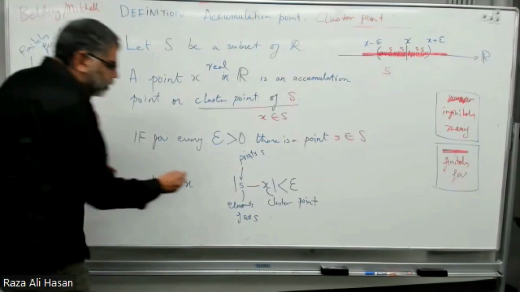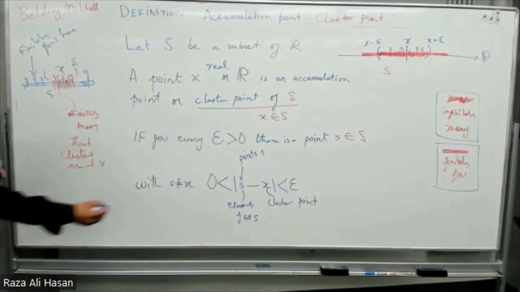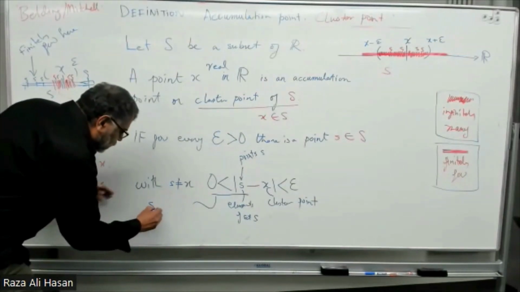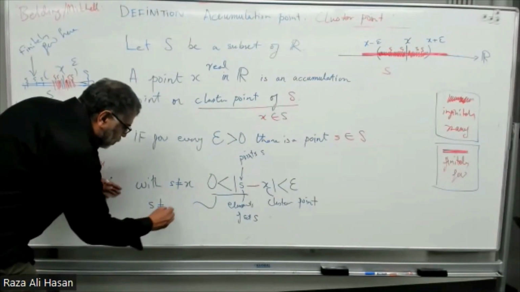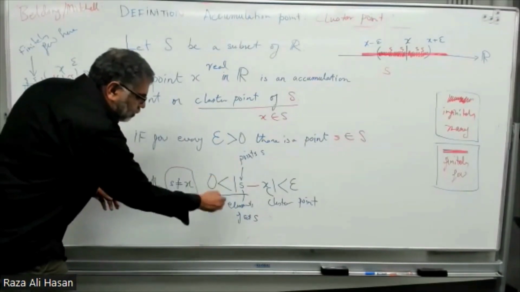And how do we say that? Like this. So this part here, the underlined part says S not equal to the cluster point X, which is this. This condition comes in when we add that.